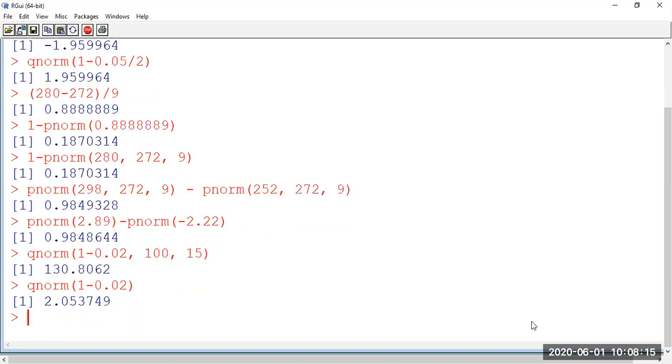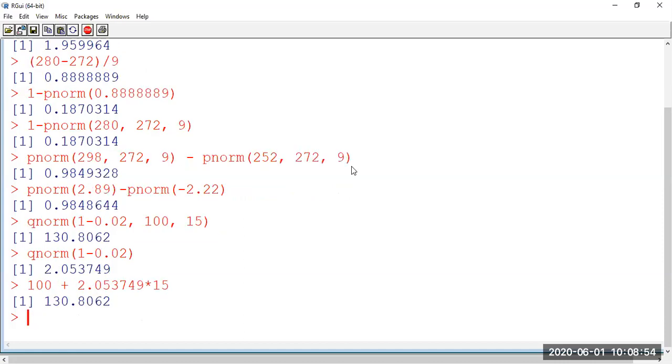So the z-score is 2.053. The final step is we're going to find x by having the mean, 100, plus the z-score, which is 2.053749, times the standard deviation, which is 15, and we're going to get again 130.8062. Let me just copy that for our notes.